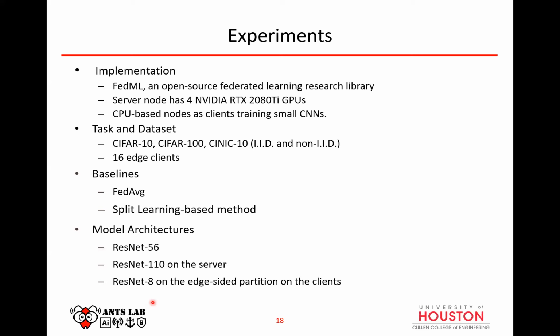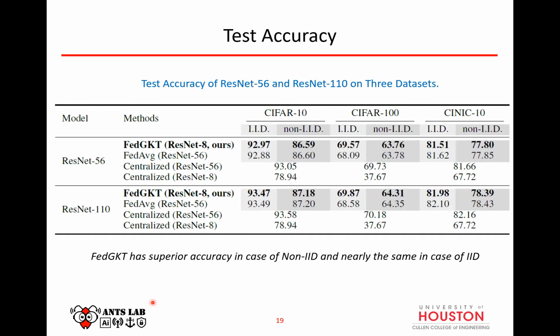Based on these experiments, they look at the test accuracy of both the models on the 3 datasets. On the server side, 2 of these rows talk about the server having ResNet 56 and ResNet 110. And in the methods, FedGKT is their own one, the one in bold. For the client, they're using ResNet 8. And for federated averaging, because they do not have this kind of splitting method, the server and the client usually use the same model. So on the client side, they have ResNet 56.